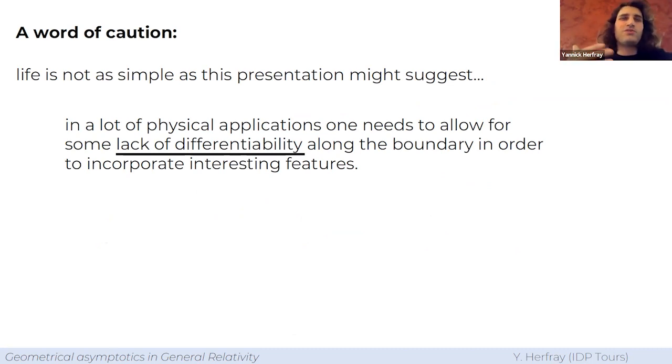you need to allow for lack of differentiability along the boundary. So in many situations, you will need to ask that along the boundary, your Cartan geometry is not C infinity. There will be some lack of differentiability. It's going to be very important to incorporate interesting features of your spacetime. So in this sense, this part is not as natural as it might seem from the way I'm telling this story.